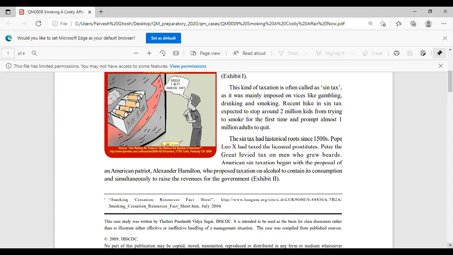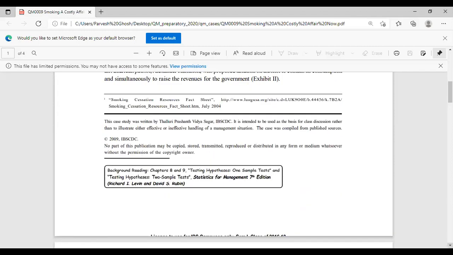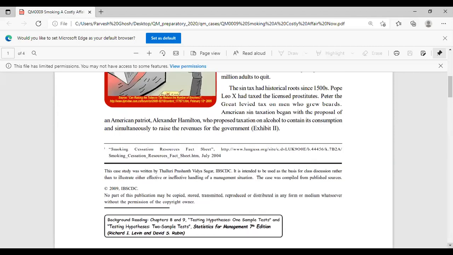American sin taxation began with the proposal of a tax, so you can read this, please. Read these two lines. Hope you are reading. Yes, sir. Okay. Let me wait. Please go on reading. So please read the case.